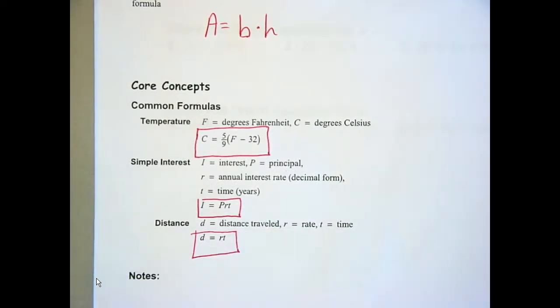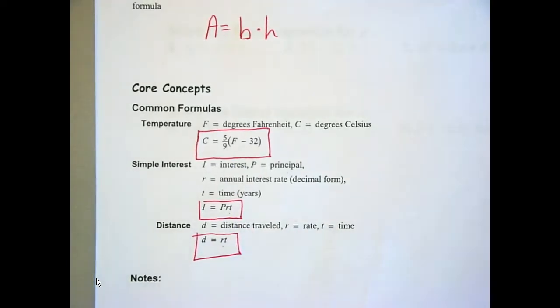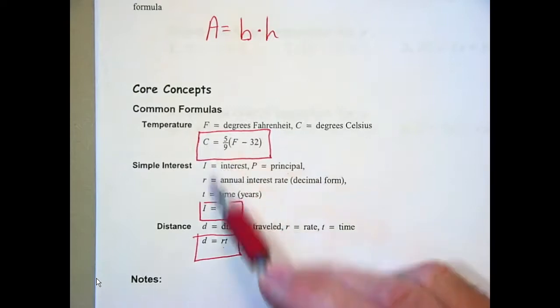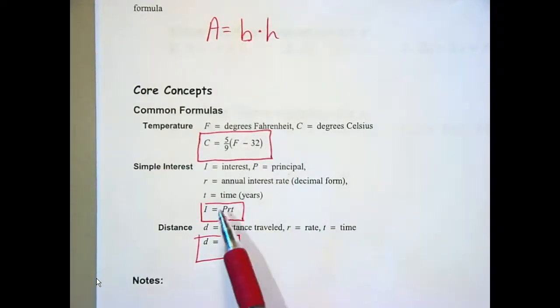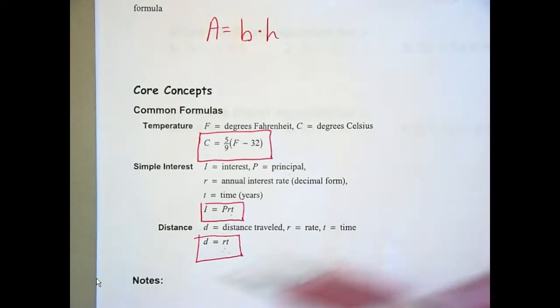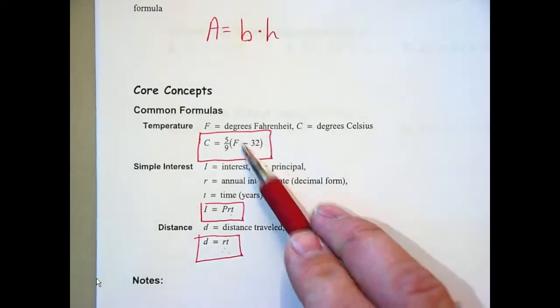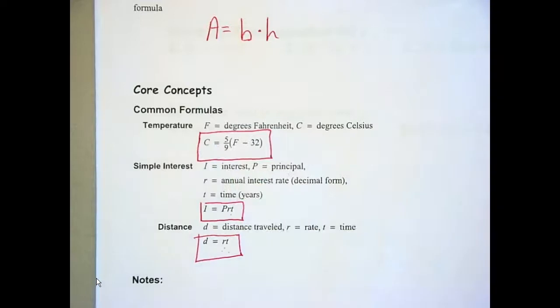Those three are formulas. Formulas are predetermined equations that help us to come up with values or to convert values from one to another, given some information. For instance, if we're given the principal, the rate, and the time, we could find the interest. If we know a distance and a rate, we can find the time. Okay, or if we know the rate and time, we can find the distance. If we know Fahrenheit, we could calculate Celsius temperature.